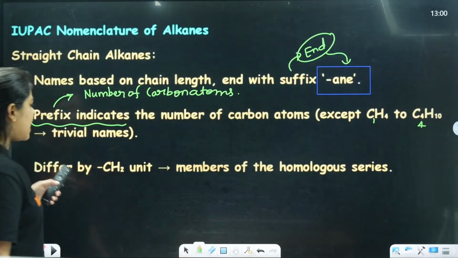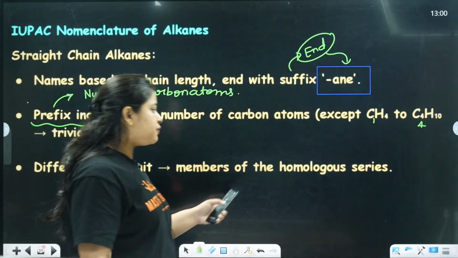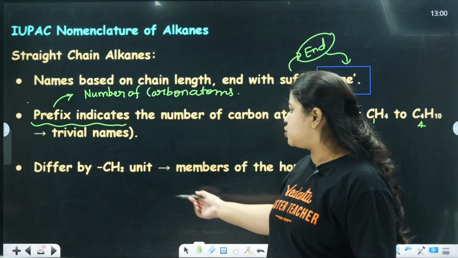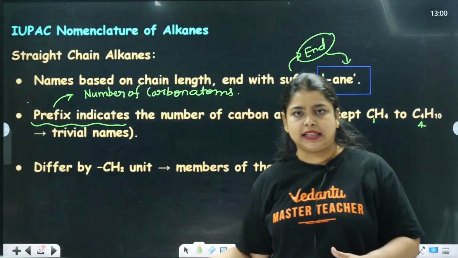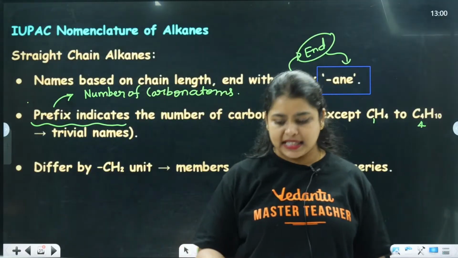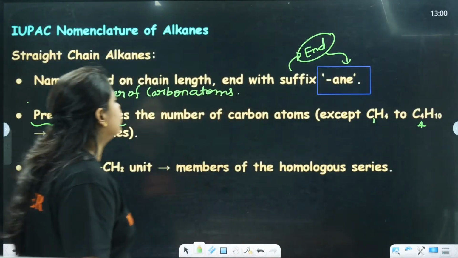Now, if the members differ by a CH2 unit, then they form a homologous series. In case it is differing by the CH2 unit, that is what they call a homologous series. Done.